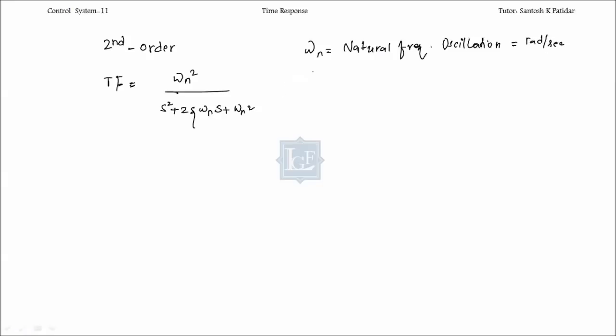Correct? Okay, this zeta, and this zeta is nothing but the damping ratio. Correct? This is damping ratio.